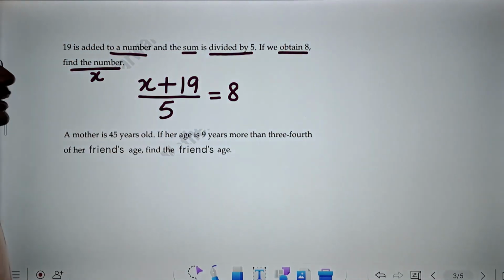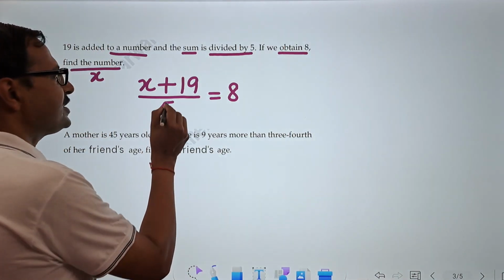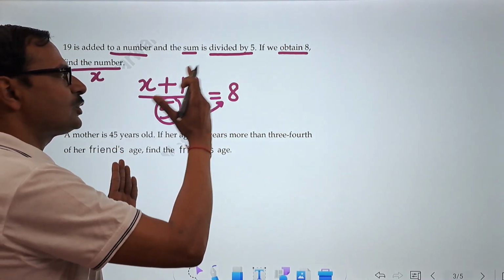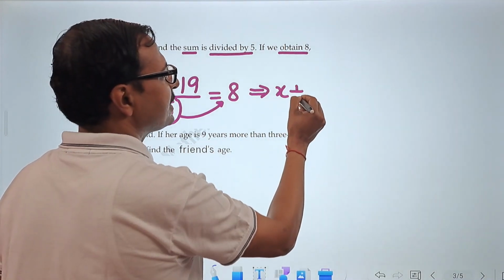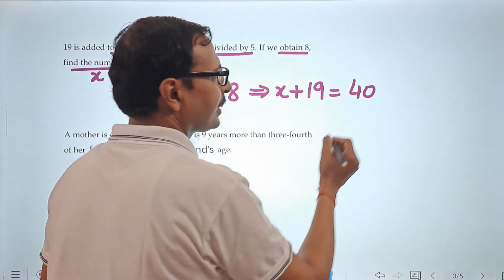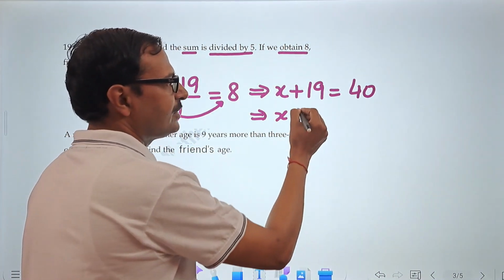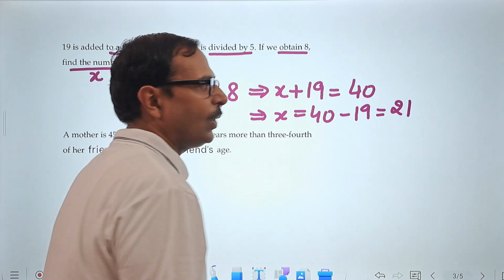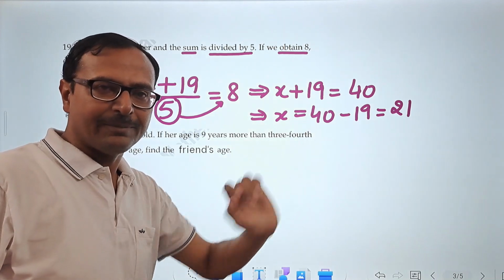So we have got a linear equation in one variable which we can solve now using the basic rules. We have to first take this 5 to the other side. Since this 5 is divided, if it goes to the other side, it becomes multiplication. So that means the numerator x plus 19 will now be equal to 5 times 8, which is 40. And very simple, after this, you just have to switch this plus 19 to the right hand side, which will become minus 19, thereby giving you the value of x as 21. What was x? x was the number, so the number is 21.